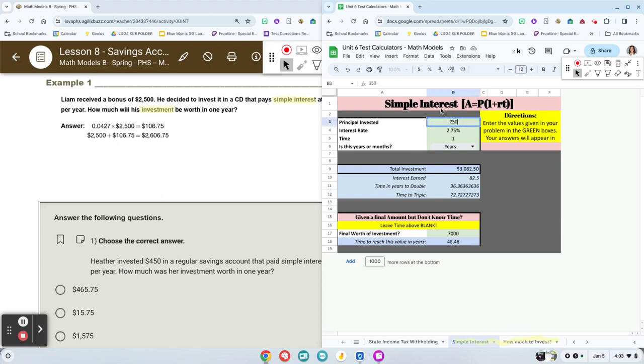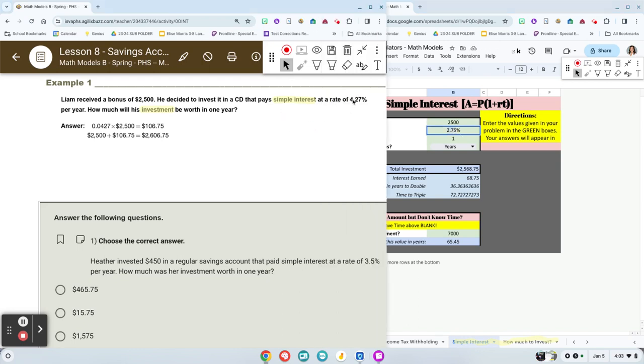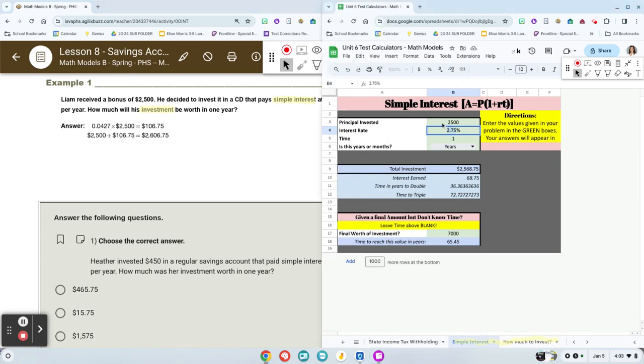So his $2,500 bonus goes into the calculator. We need to change the rate. Make sure you keep that percent sign. Okay, the rate's 4.27%. If you accidentally erase the percent sign, you can add it back in. It's on key number 5 on your keyboard. All right, now how much will his investment be worth in 1 year? So I have 1 and years already selected. So this looks good. So just click off of that and it will give you your answer down here in blue.